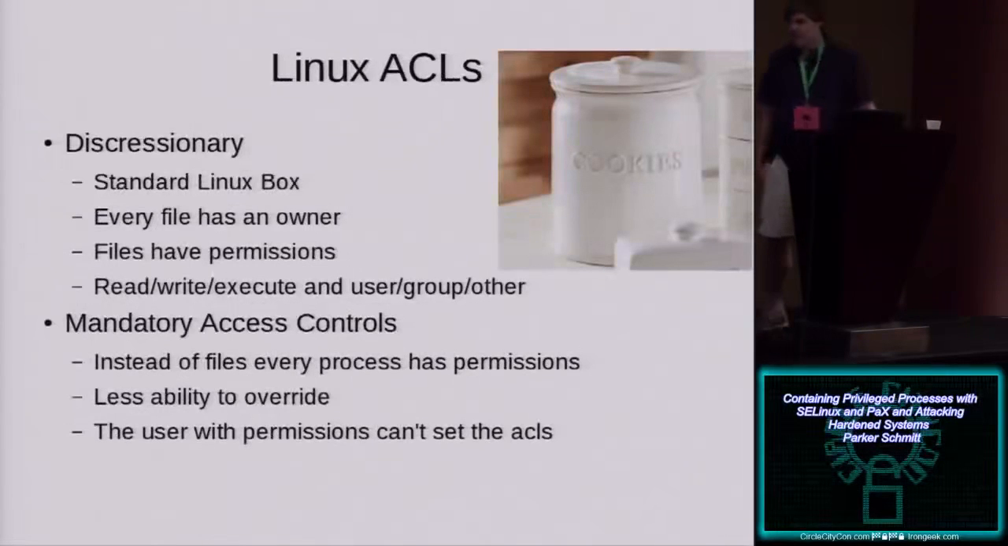So with access controls in Linux now, you have your user, your group, and the owner of the file. The owner can change the permissions. The owner of the file can chmod and root can chmod. And these are called discretionary access controls, as opposed to mandatory access controls.